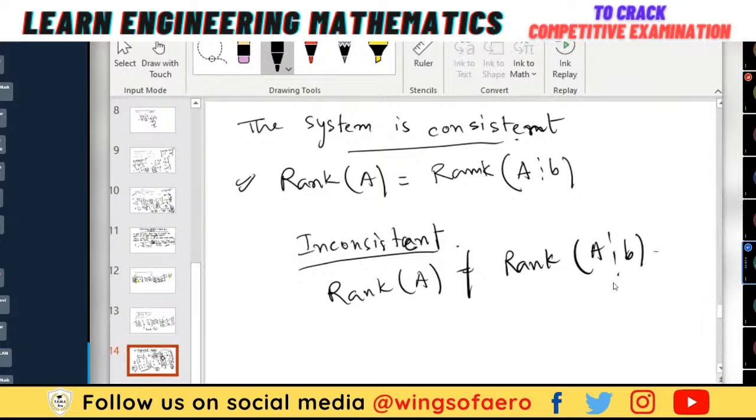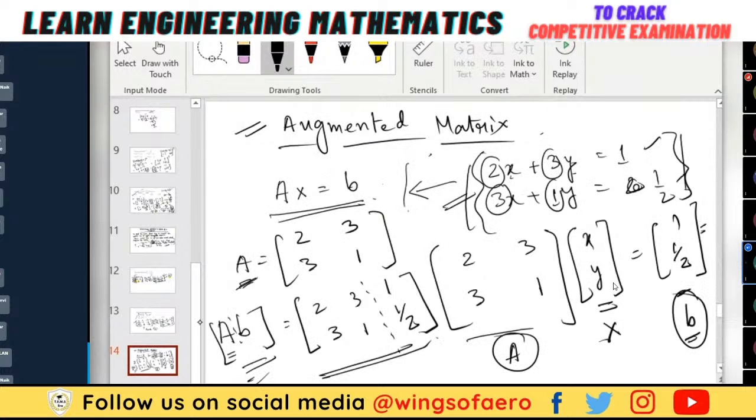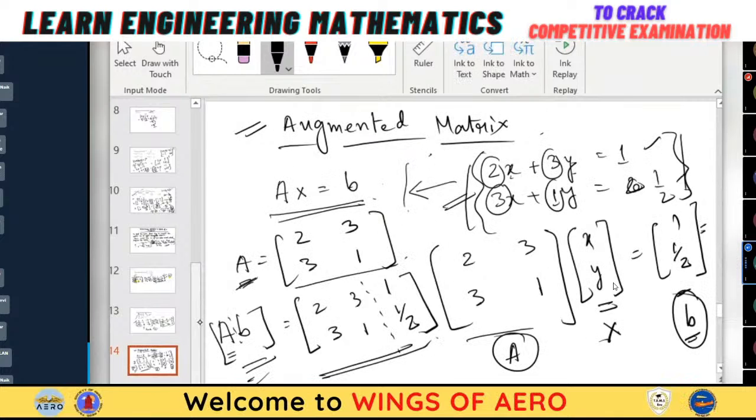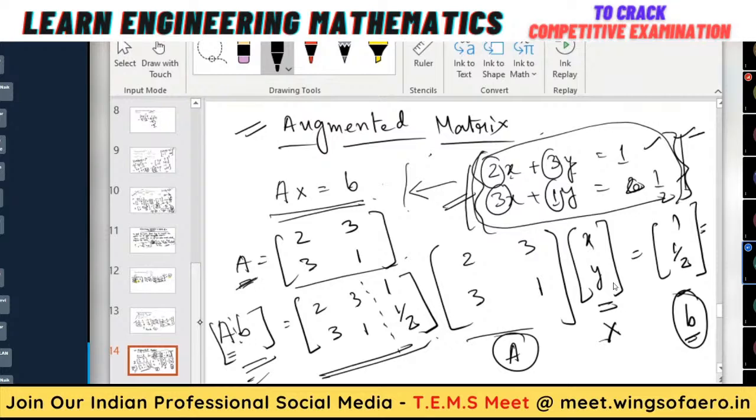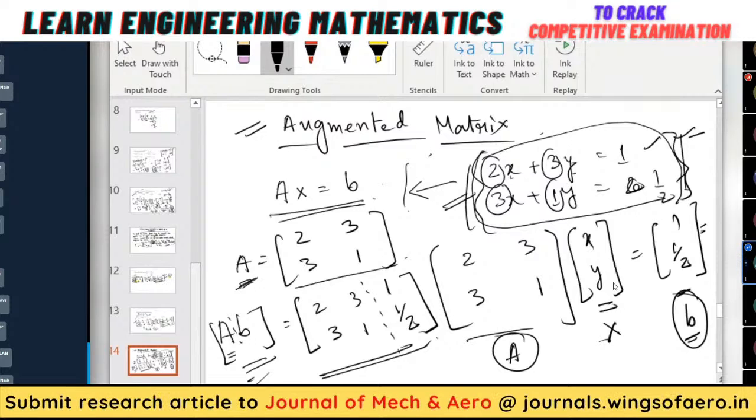Okay, now can anybody tell me the rank of this system, sorry, whether the solution of this system exists or not? Is it a consistent system or an inconsistent system? 2x plus 3y equal to 1, 3x plus y equal to half. Is this system consistent or inconsistent? Please write it in the chat box.